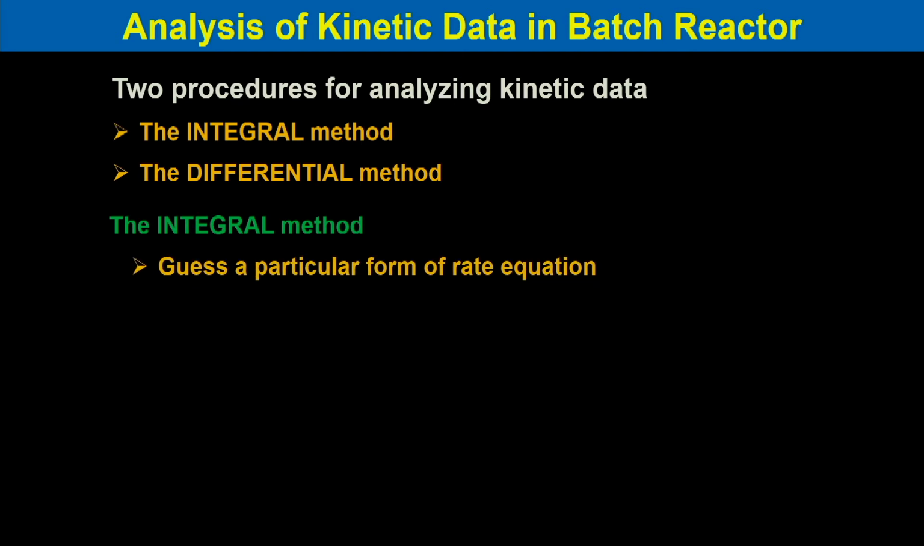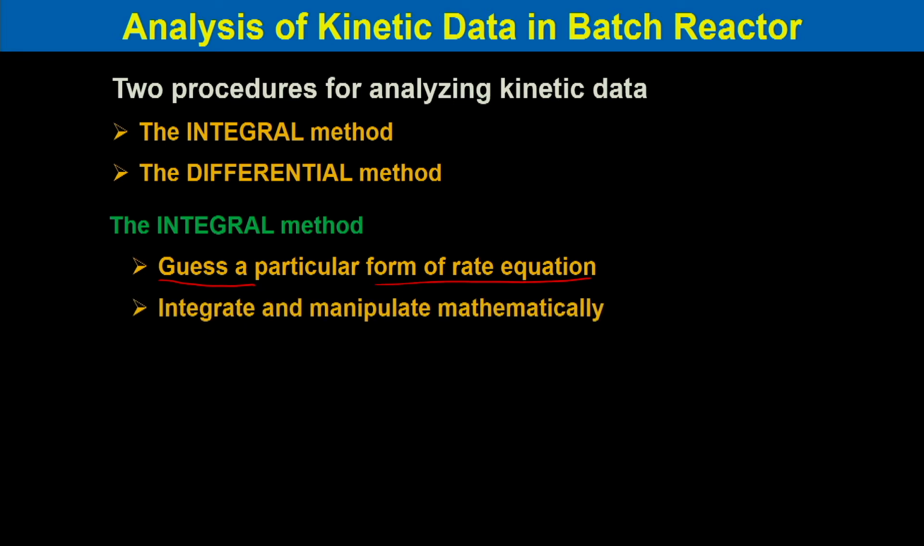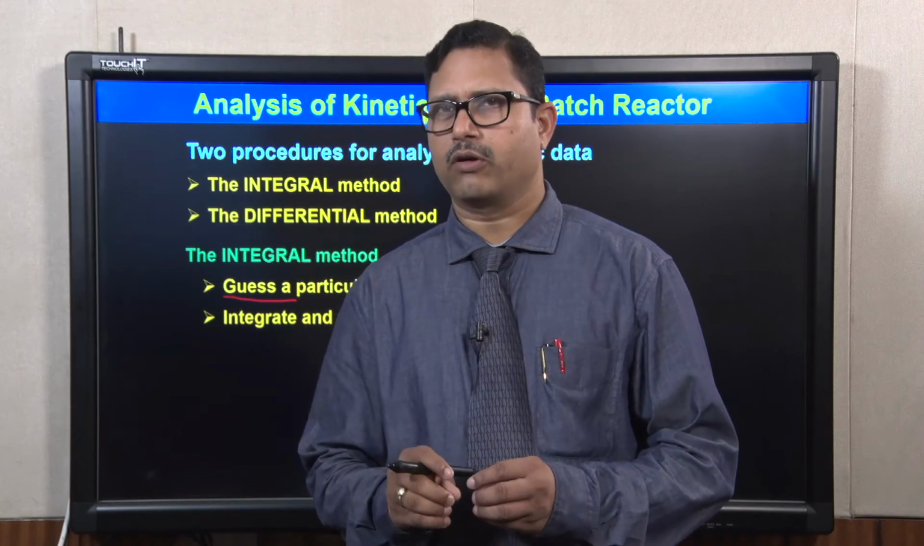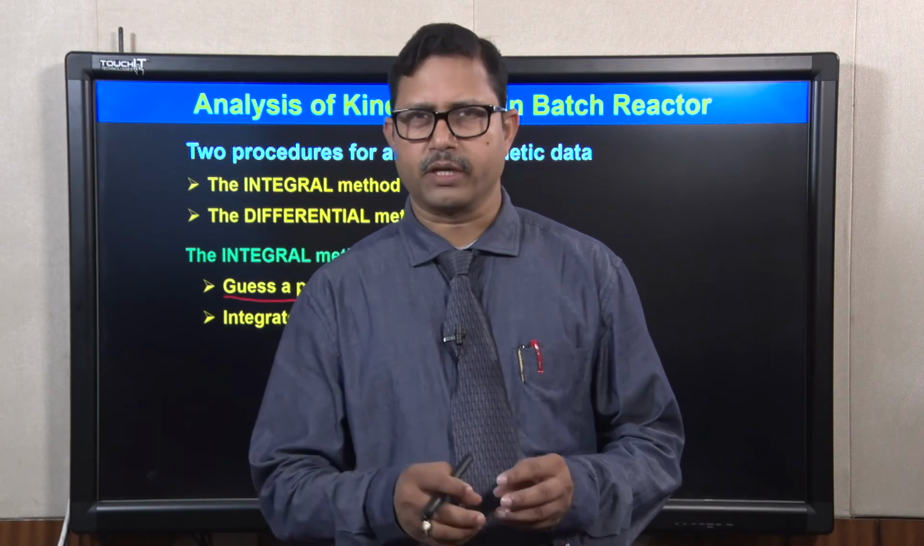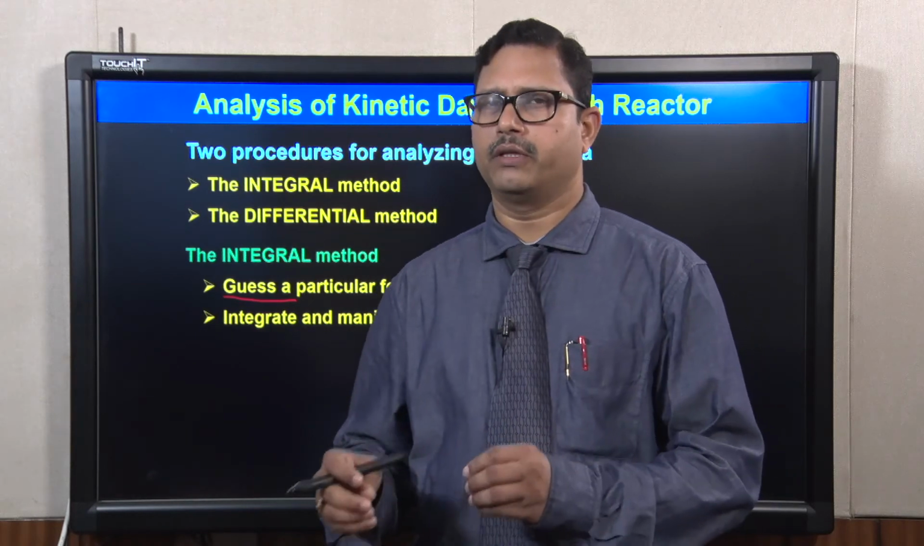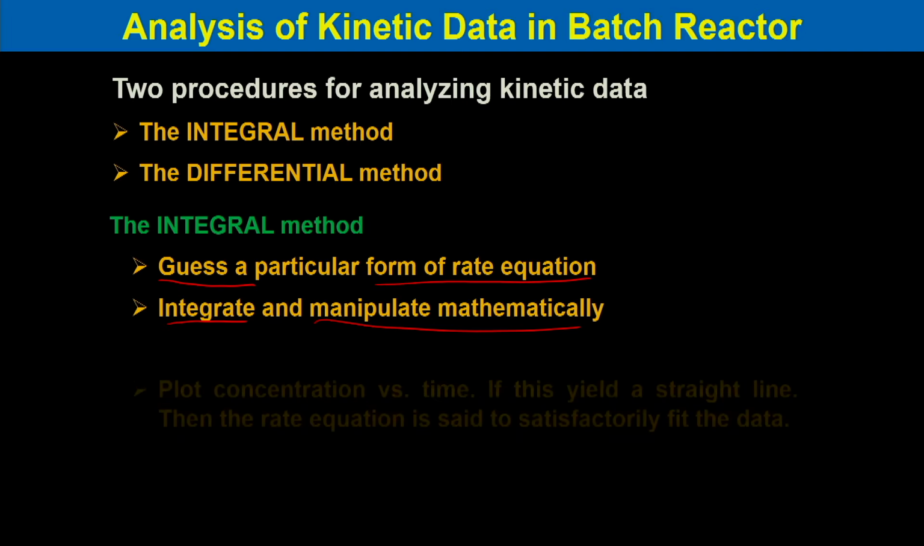In the integral method, what we do is guess a particular form of rate equation. Then we need to integrate the equation and manipulate it mathematically. If we integrate the rate expression, we generally get the concentration profile, that means concentration versus time, how the concentration in a reactor varies with time.